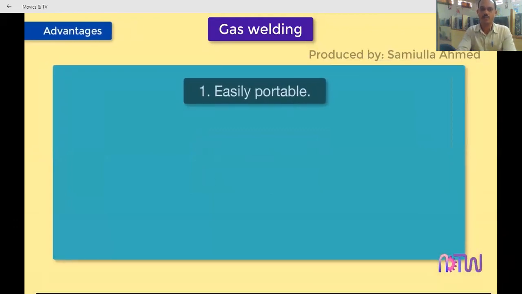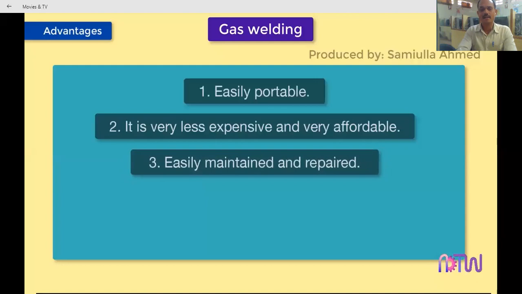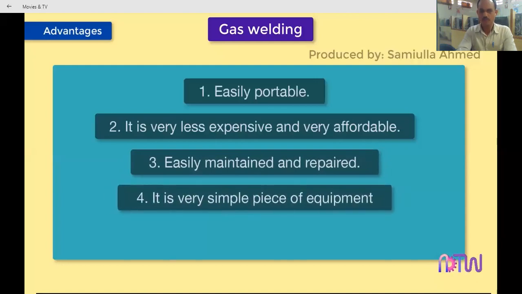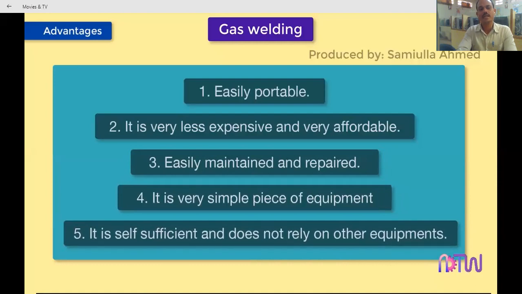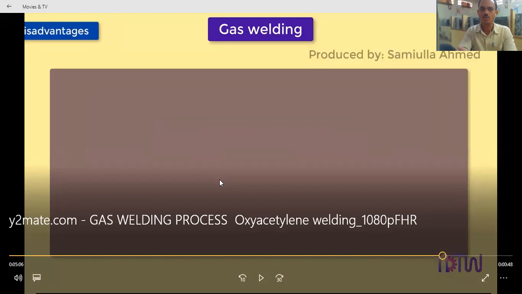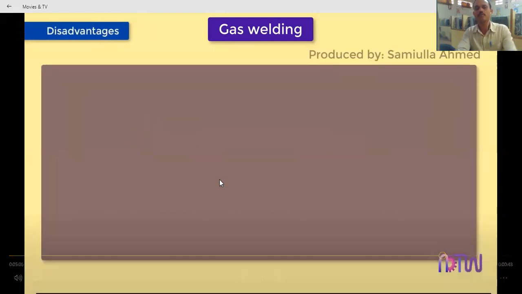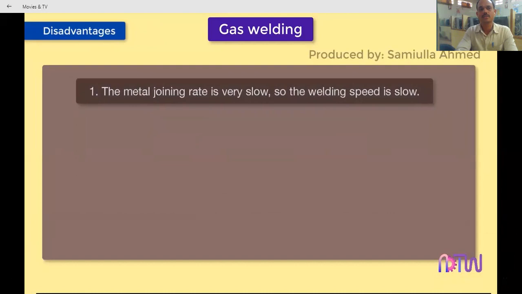Now, what are the advantages of gas welding? It is easily portable, very less expensive and very affordable, and easily maintained and repaired. It is a very simple piece of equipment. Then it is self-sufficient and does not rely on others. It means if there is no light, no current, at that time also we can use gas welding. For arc welding, the light or current should be there. Gas welding can be used without any external current.